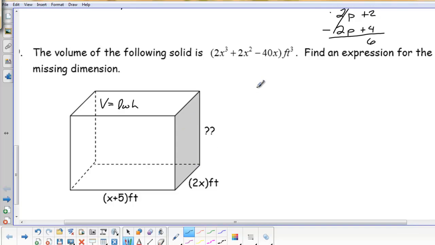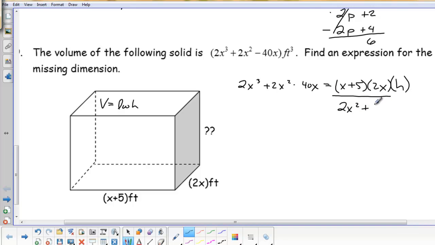So we'll set this up with all of the values that we know. 2x to the third plus 2x squared minus 40x equals x plus 5 times 2x times the missing value h. The way that I determine what my missing value h is by dividing both sides by the length and the width multiplied together.